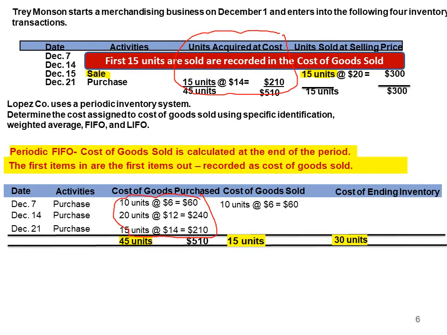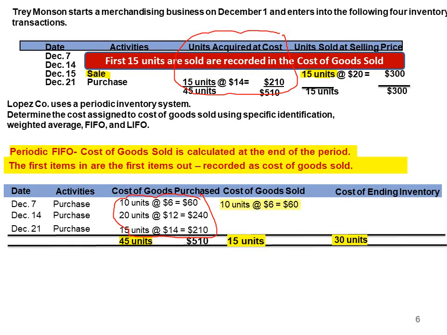So here we are given the number of units sold, by referring to the above table. On December 15 we had a sale equal to 15 units. We only need the number of units sold. We are going to disregard the date, because under periodic we calculate the cost of goods sold at the end of the month. So we take only the number of units sold, which is 15 units.